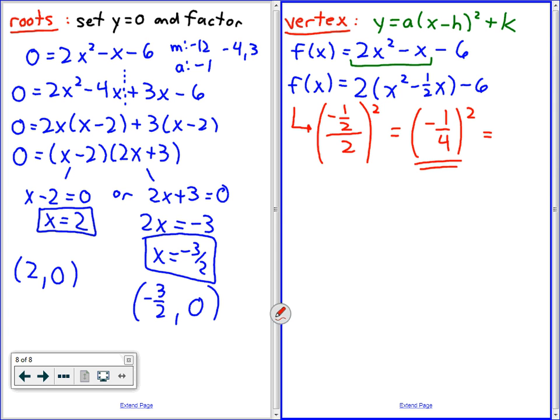And what's negative 1/4 squared? Well, I'll help you out. What's negative 1 times negative 1? 1. Thank you. Good. Well, lovely. What's 4 times 4? 16. So it's going to be 1 over 16. Okay. Now we're going to take the box term and put it inside the brackets.